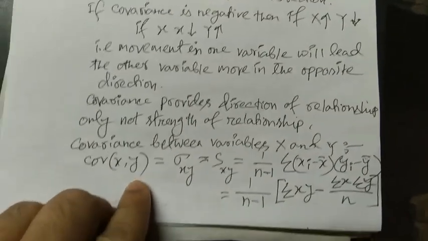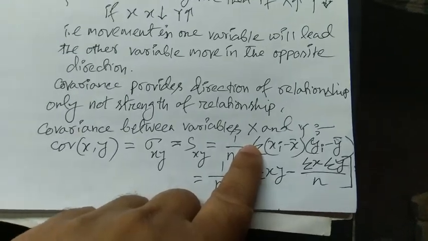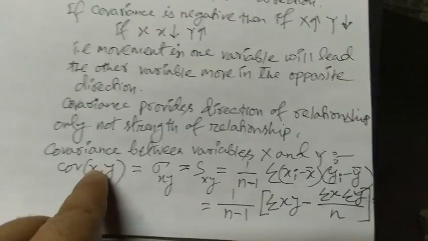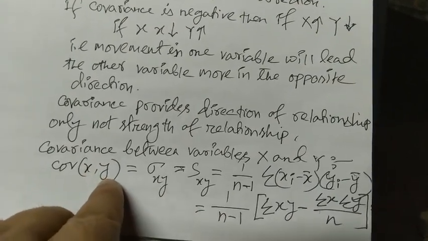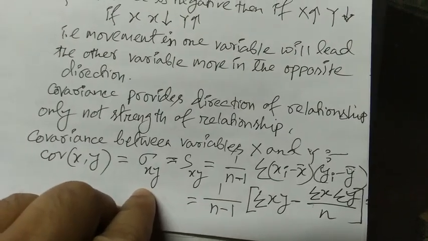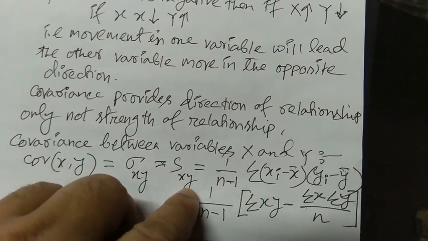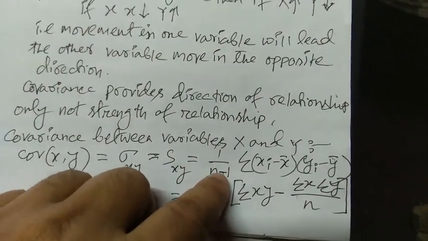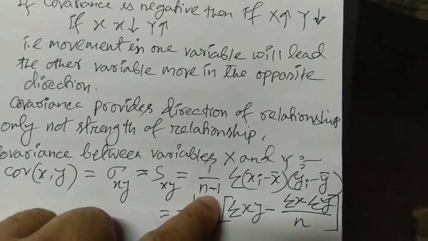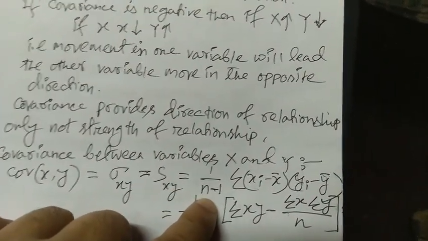The formula for covariance is covariance between variables x and y. You can only measure the relationship between two variables. In short, population covariance is written sigma xy, and sample covariance is written sxy. Here I have written the sample covariance formula. If it is population covariance, we use 1 divided by n. If it is sample covariance, we use 1 divided by n minus 1.